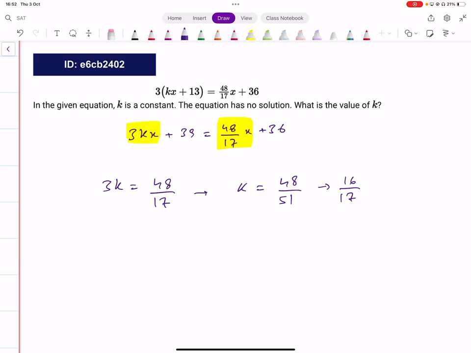No solution means constants are going to be different. You have to do that if it said there were infinite solutions.